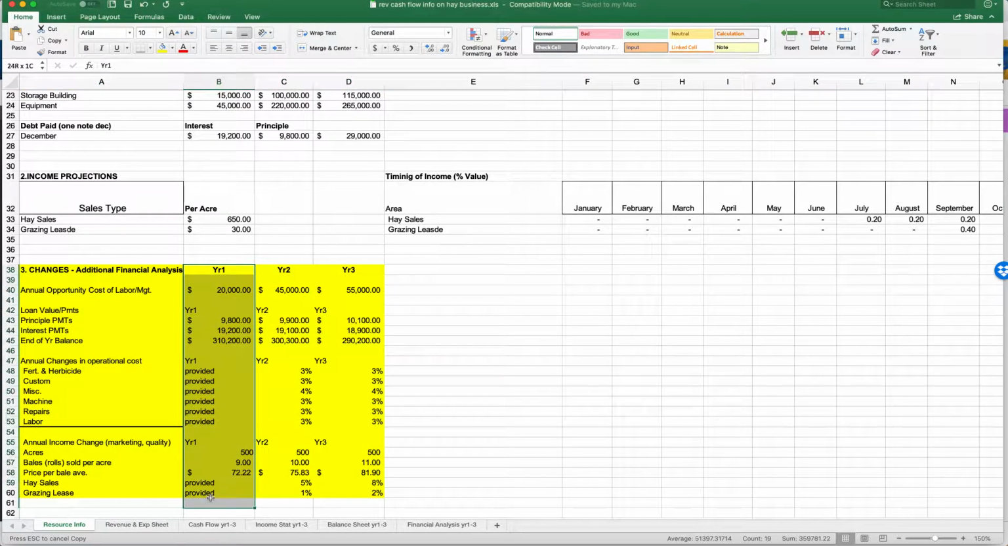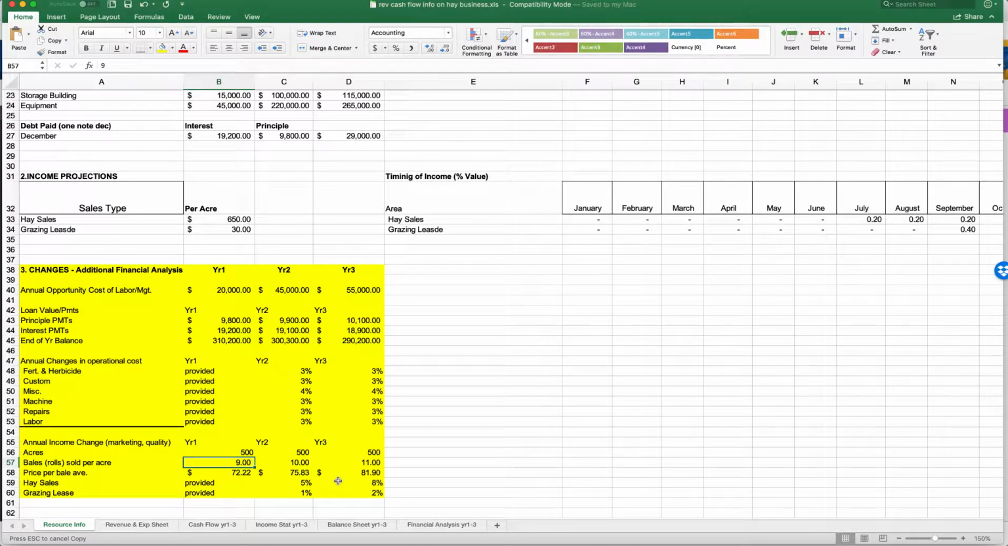Now, year 1 is basically the same that you had before. We're looking at 500 acres. We're looking at 9 rolls of hay harvested per acre. We're looking at a price of $72.22, and that's kind of what you had in our initial. But in year 3, we're looking at slightly different sets of loan payments with a balance. I'll go over that in a second. We're looking at expenses going up, and income going up by these amounts. So these give you your formulas to use in the rest of the area.